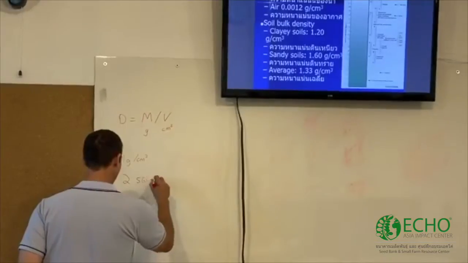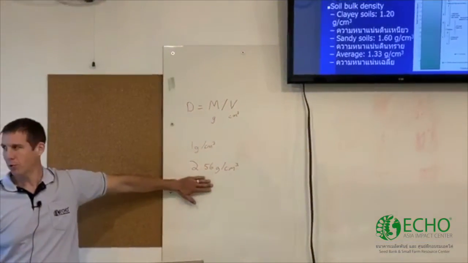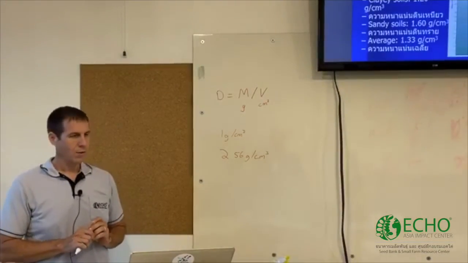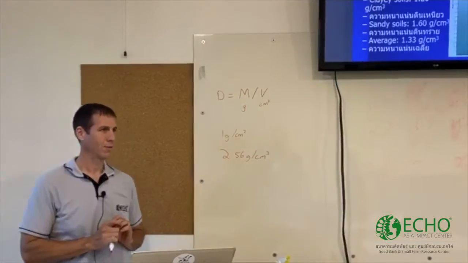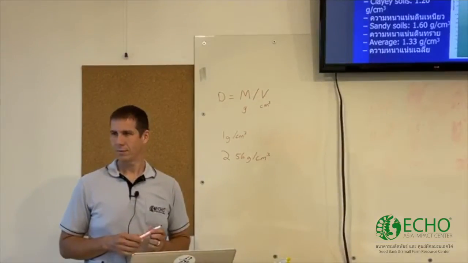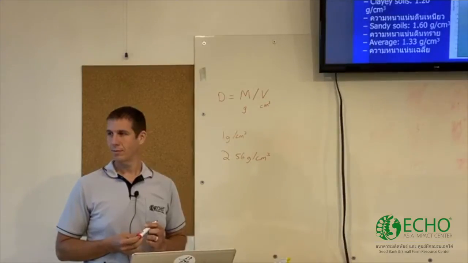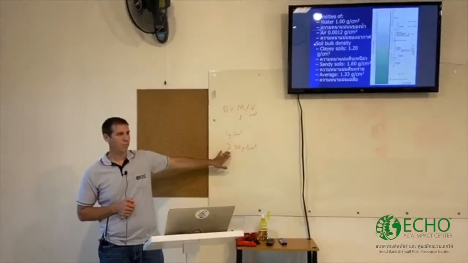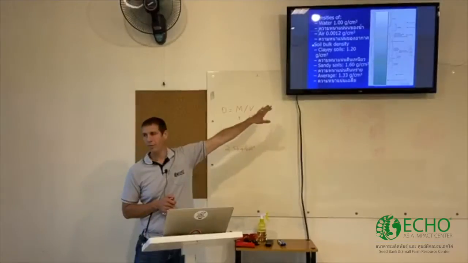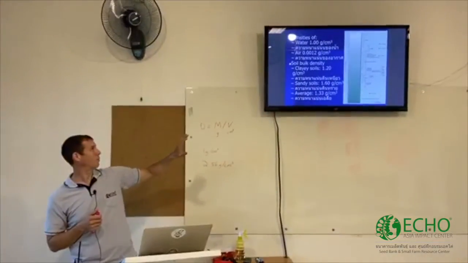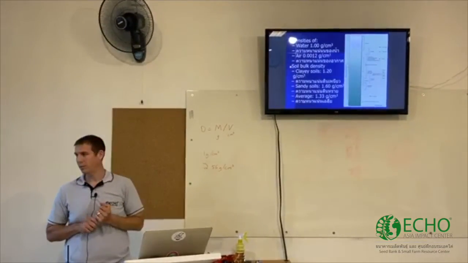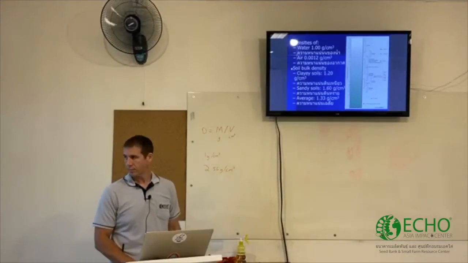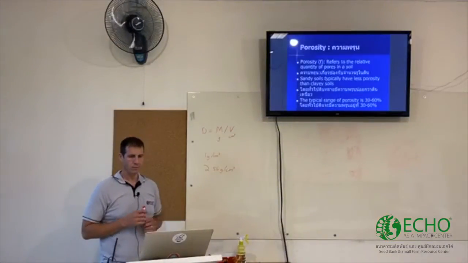2.65, okay, 2.56. So what do you notice between the average particle density and the average bulk density? The particle density is about double the bulk density, or vice versa. You can say that the bulk density is about half of the particle density. 1.33 is about half of 2.56.